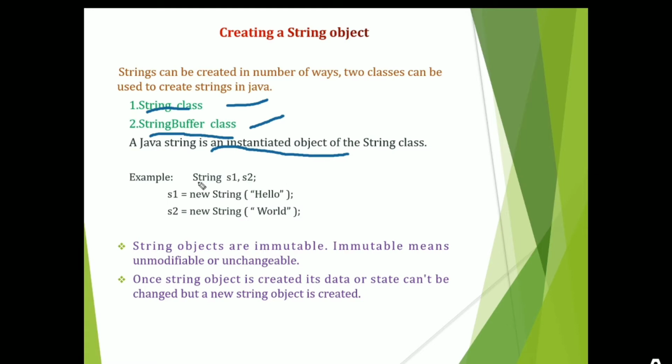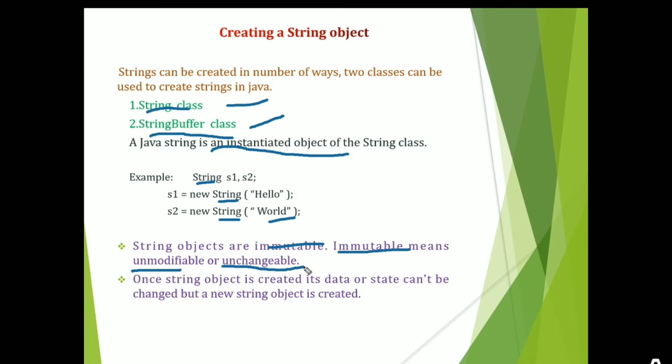For example, here we created strings s1 and s2. We created two object variables, and s1 is equal to new string assigned with the word hello. Now this s1 object is created by using the String class, and s2 is another string which is created by using the String class, assigned the word world. Okay, now s1 and s2 are created as string objects. And when we are using the String class, the strings created with this class are immutable strings. Immutable means unmodifiable, unchangeable strings.